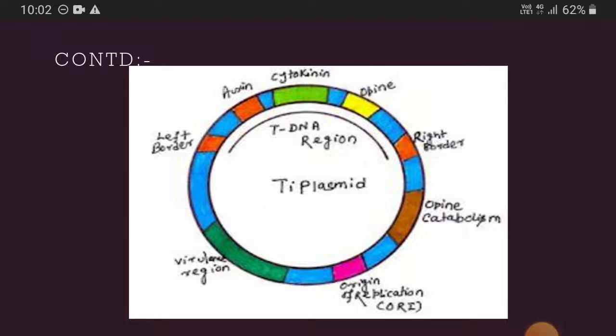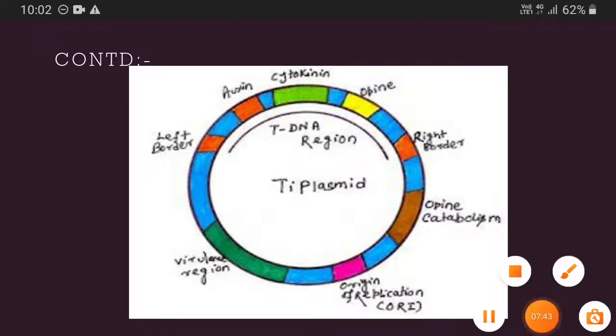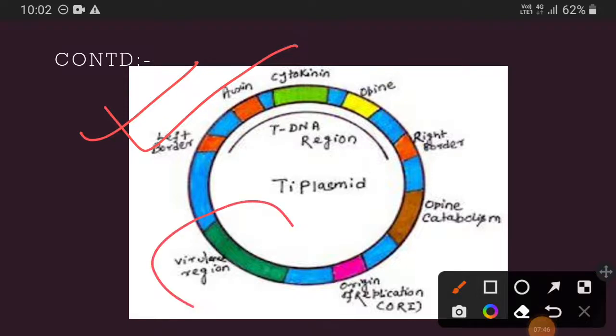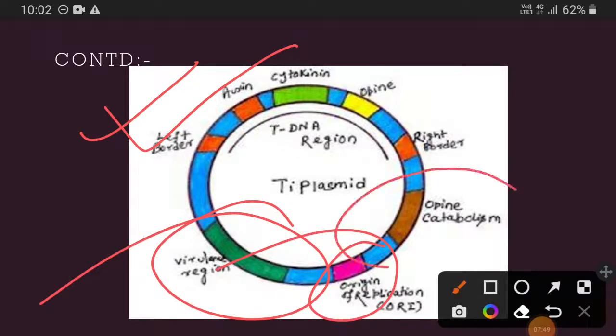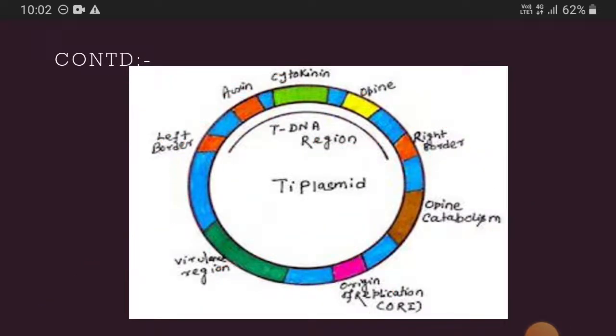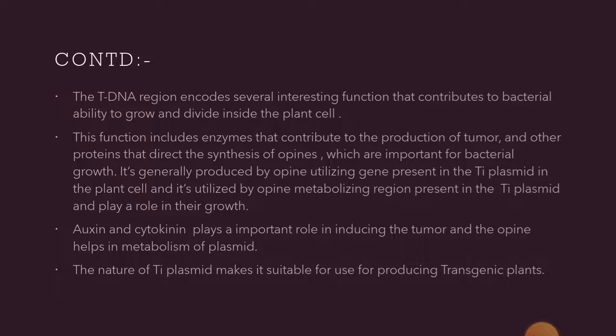Universities often ask to draw a Ti plasmid and mention its important structure. So you have to simply draw this picture: virulence region, origin of replication, opine catabolism, right border, opine, cytokinin, auxin, left border. Okay, so that is the normal thing that is going on.